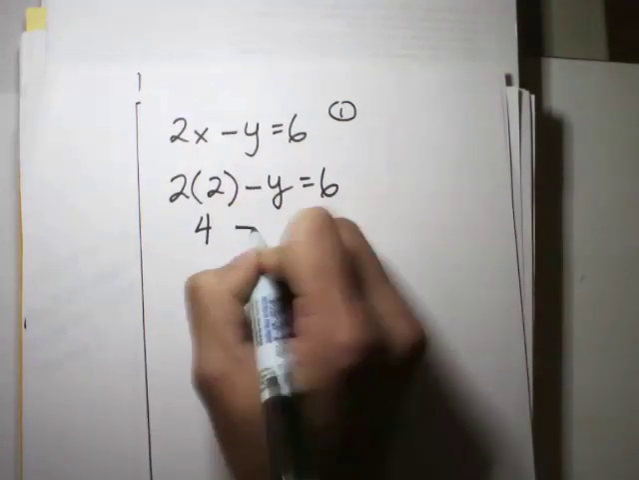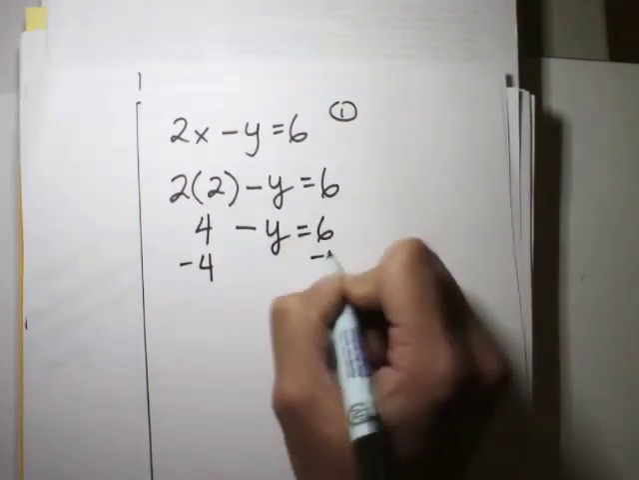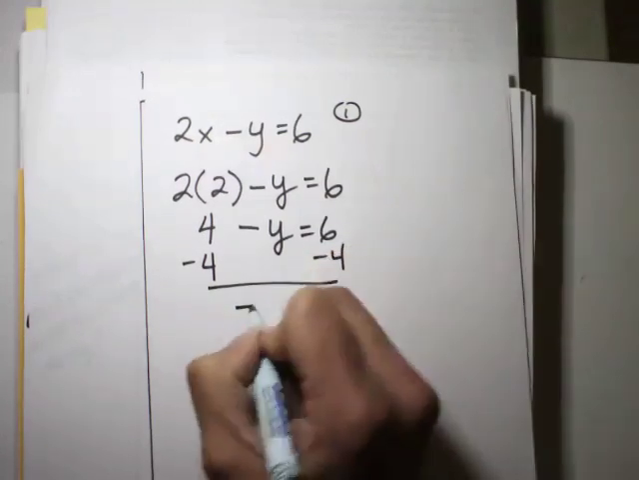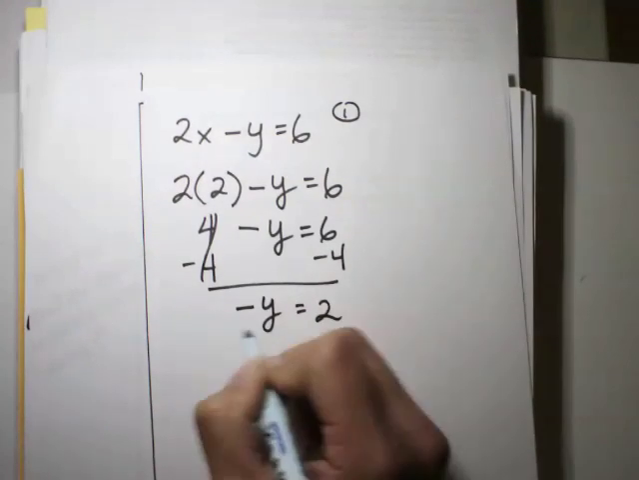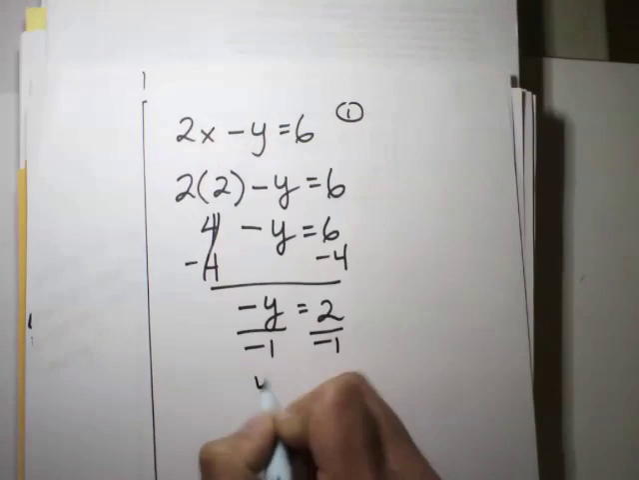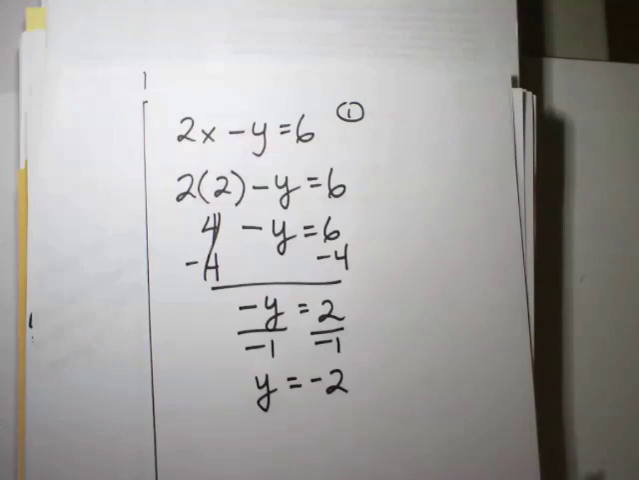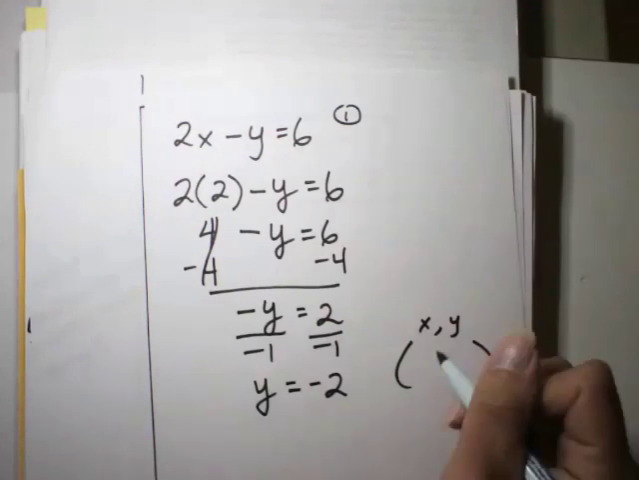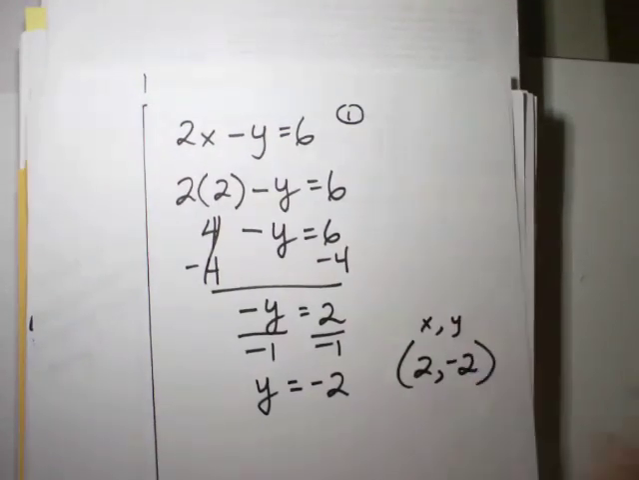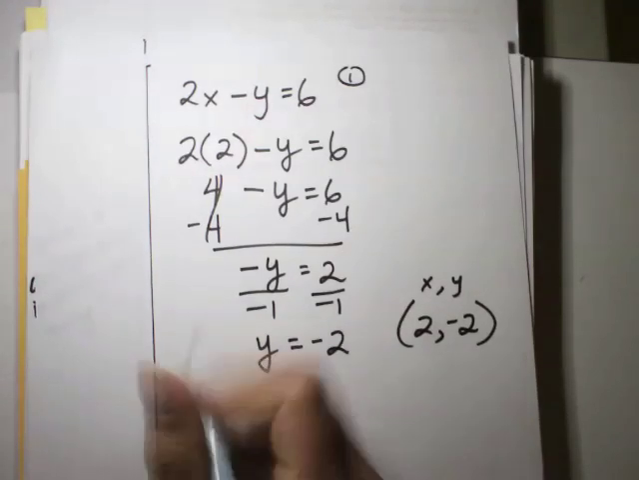2 times 2 will give us 4 minus y equals 6. Subtracting by 4 on both sides, -y, that cancels out, will be equal to 2. And dividing by -1, y, positive y, will be equal to a -2. So we had our x values, we have our y values. Our solution then will be 2, -2. Okay? But of course, one thing we always have to remember to do is to check.